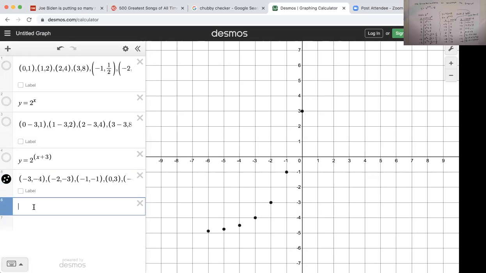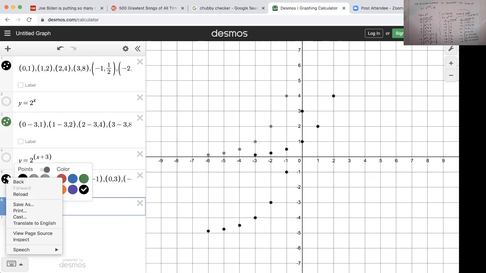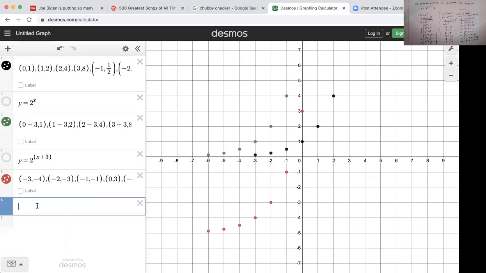So let's go ahead and look at our original dots. Those are our original dots. And then we move them 3 places to the left. And then we move them 5 places down. We should change the color on those so we can see that. Original, moved 3 places to the left, moved 5 places down. And that should be the graph of y equals 2 to the x plus 3 minus 5. And sure enough, you'll see that it goes through all of those red dots.